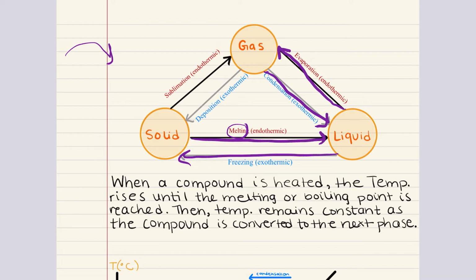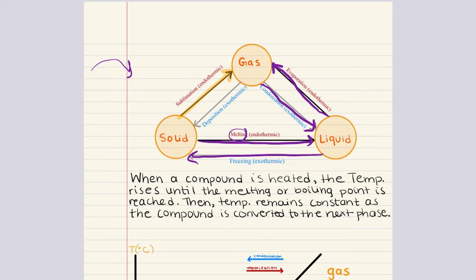There's also the transition from solid to gas. This is called sublimation. This process is endothermic. It requires energy to overcome the forces holding the solid together and becoming a gas. The opposite process, deposition, going from gas to solid, is exothermic. This releases heat as gas molecules slow down and bond together to form a solid.